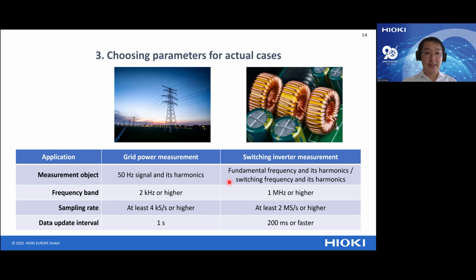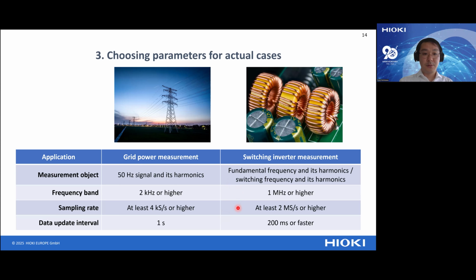In this case, you need to measure not just the fundamental signal and its harmonics, but also the switching frequencies and their harmonics. So if the switching frequency is 100 kHz, you may need to capture up to the 10th harmonic, because up to the 10th harmonic we can see some of the power consumption. At least the frequency band will become 1 megahertz.